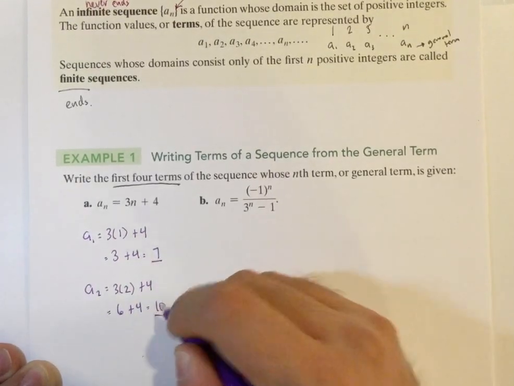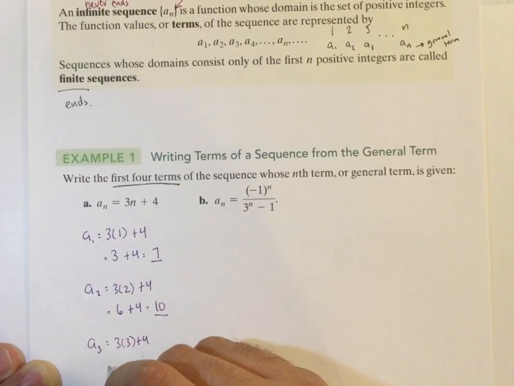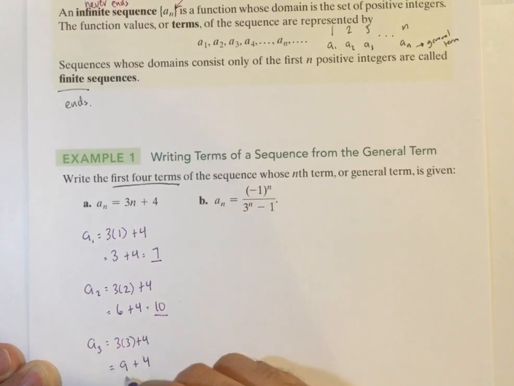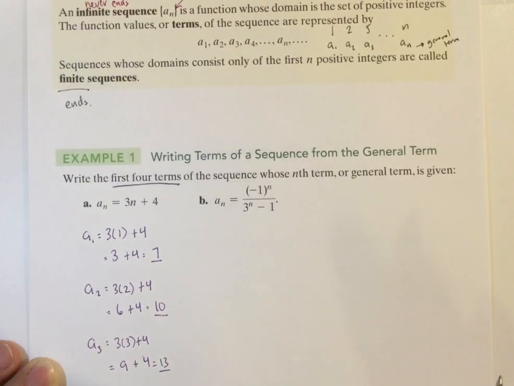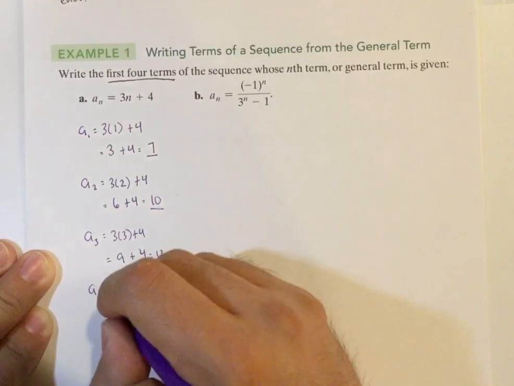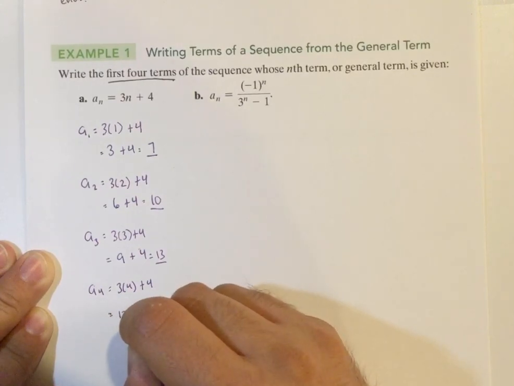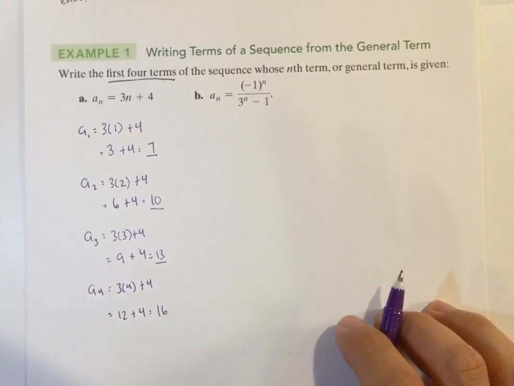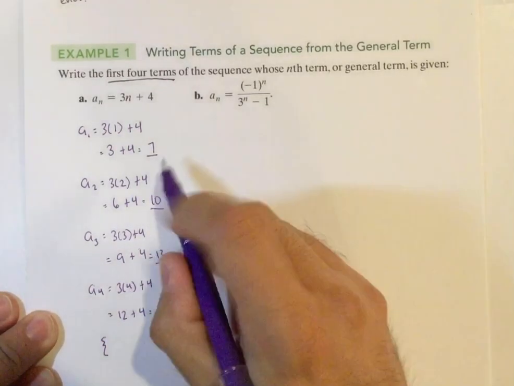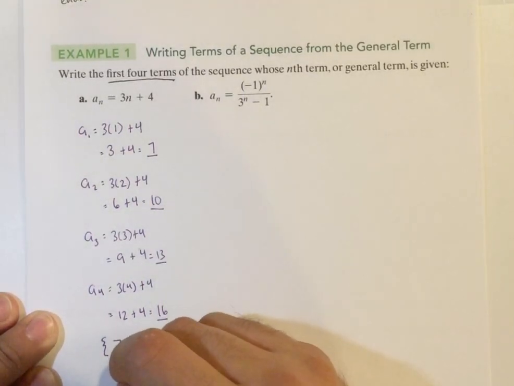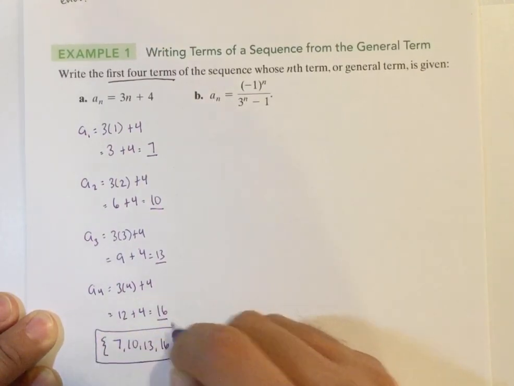So I see 7, I see 10. I'm just going to continue on. A sub 3. 3 times 3 plus 4. 3 times 3 is 9 plus 4, which is 13. And so I'm going to the 4th term. So a sub 4 is going to be my last one here. So 3 times 4 plus 4. 3 times 4 is 12. Plus 4 is 16. And last, I write my answer as a list of numbers in braces. So braces, starting with my smallest numbers, 7, 10, 13, 16. And this will be my answer right there.